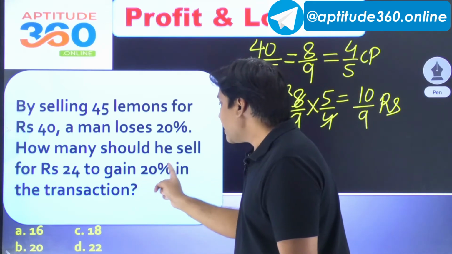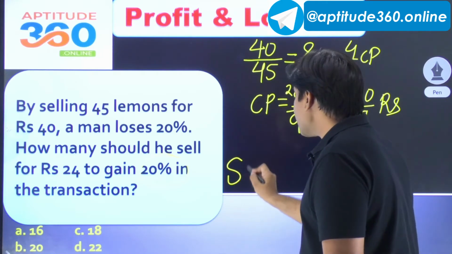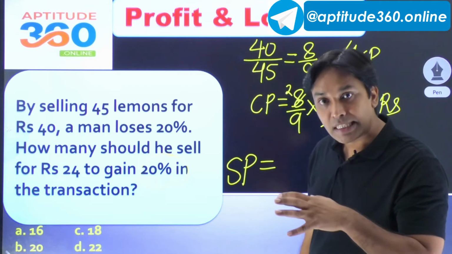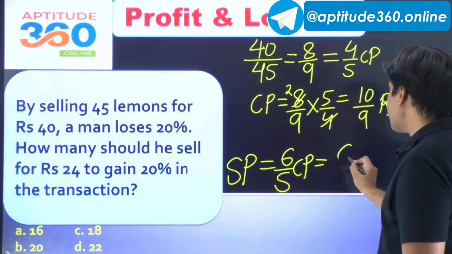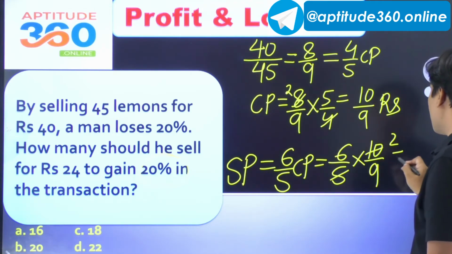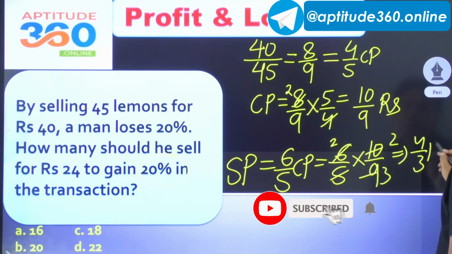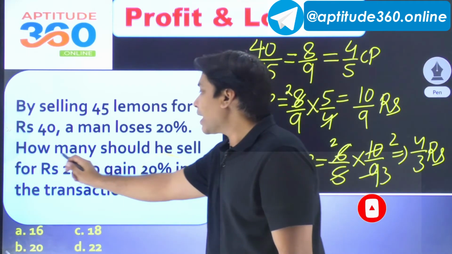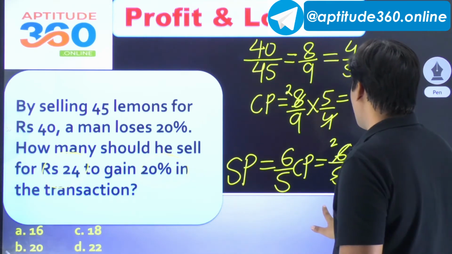And then the problem says that you sell it at 20% profit. If sold at 20% profit, what is going to be the selling price of one lemon? Selling price of one lemon is going to be 120/100 CP. 120/100 CP is this value. Now you know what is the value of CP? 6/5 into 10/9. This is 2 and this is 3 and 4/3 rupees. At how much will I sell one lemon? I will sell it at 4/3 rupees. Now the problem says how many lemons will you sell for 24 rupees? Okay, lemons, not toffees.